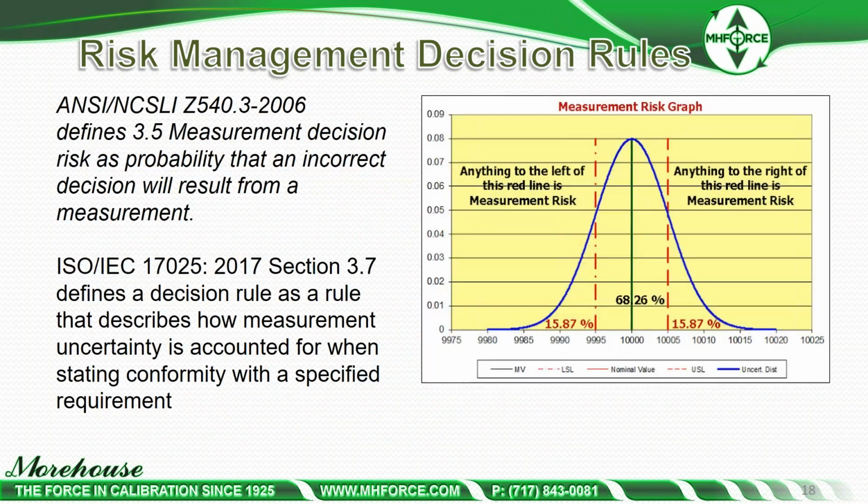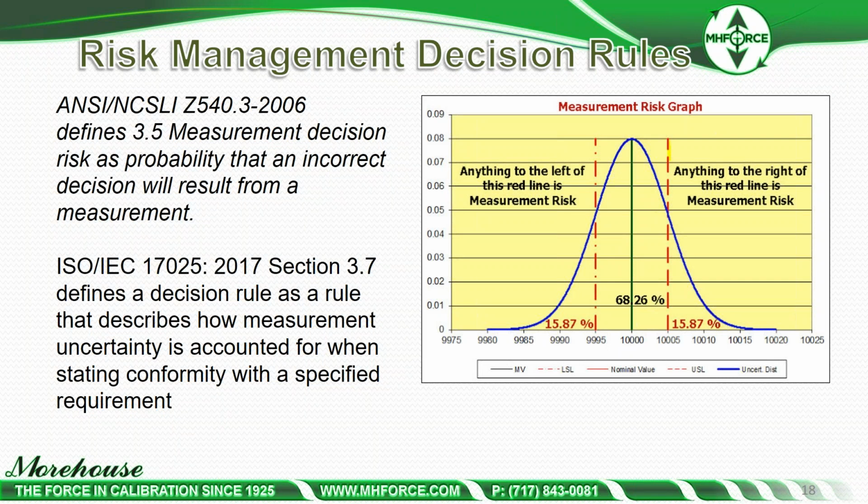So what are risk management decision rules? Well, if we go to ANSI NCSLI Z540.3, section 3.5, measurement decision risk is the probability that an incorrect decision will result from a measurement. We look at the new ISO standard, section 3.7, which defines a decision rule as a rule that describes how measurement uncertainty is accounted for when stating conformity with a specified requirement. This graph on the right shows this.